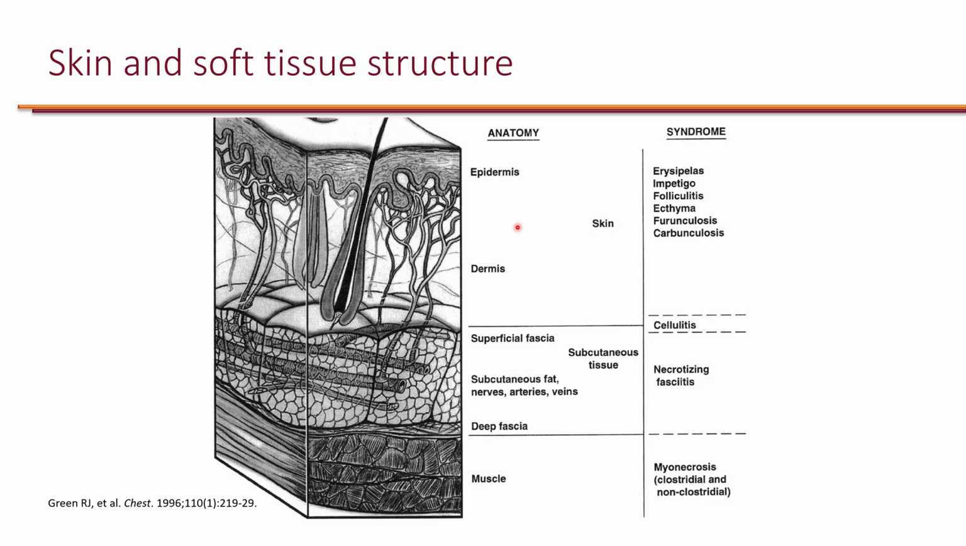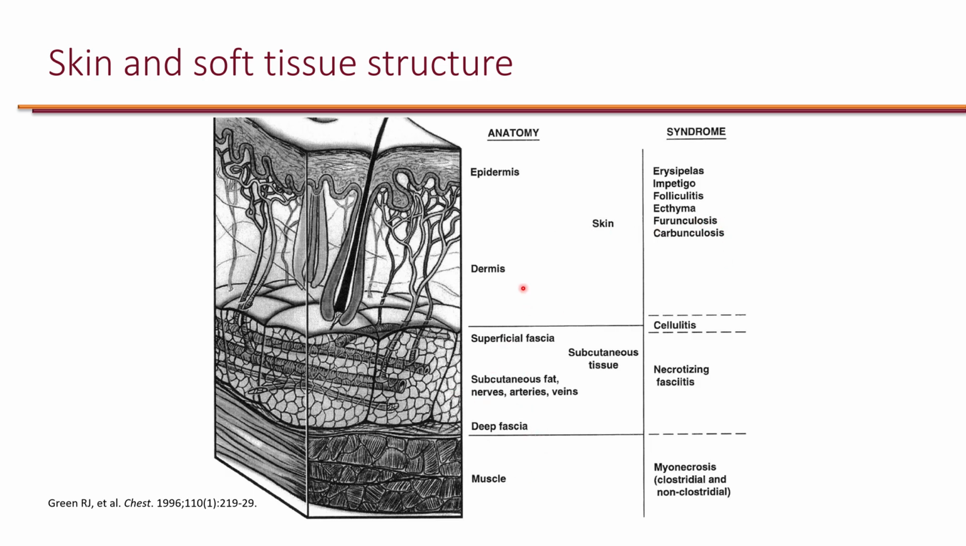Now within skin, we can think of epidermis and dermis. Epi means above, so epidermis is above dermis. And then in the subcutaneous tissue, we have superficial fascia. And then under it, we have subcutaneous fat, nerves, and arteries and veins, followed by deep fascia, and of course, muscle underneath.